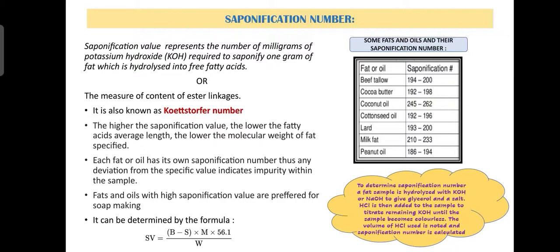Here, B stands for volume of HCl used in blank sample. S represents volume of HCl used in test sample. M is the molarity of HCl. 56.1 is the molecular weight of KOH, that is potassium hydroxide. And W here is the weight of sample in grams.